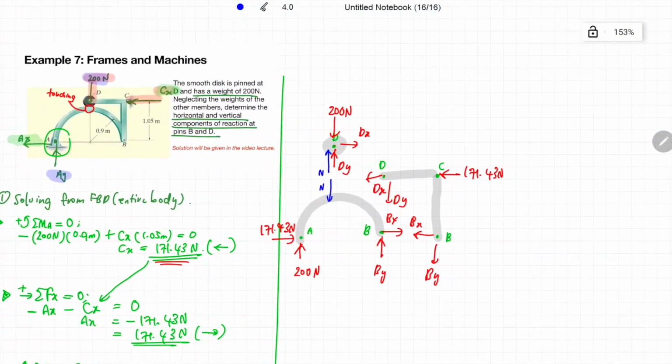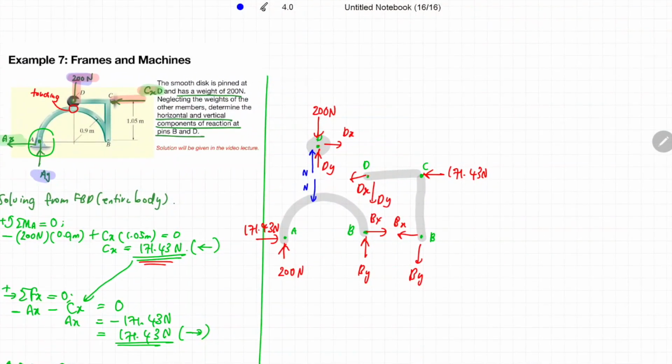Okay, now I believe all the reaction forces at each individual member are complete. Okay, barulah kita boleh proceed with our analysis. So you have the choice to either solve it from member AB or from member BCD or from the smooth pulley D. Okay, it's up to you.